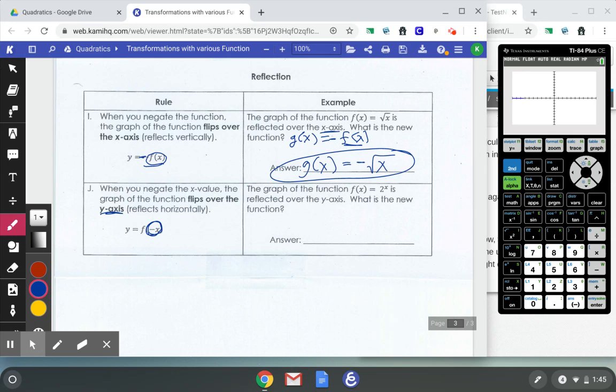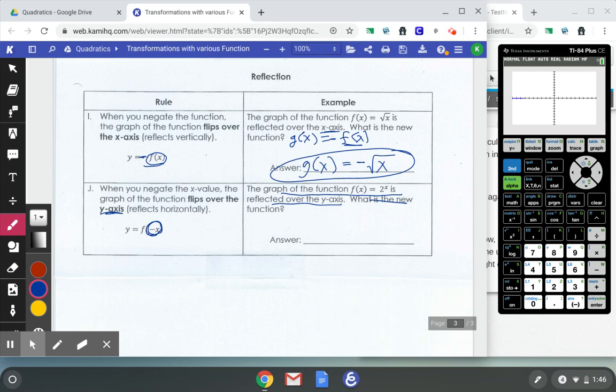All right, so the blue was the parent function. For some reason, it's not showing up now. The blue was the parent function. It's frozen. All right, the blue was the parent function. The red was after the x was multiplied, and that flipped it over the y-axis. And then the black was when we multiplied the whole function by a negative, and that flipped it over the x-axis.